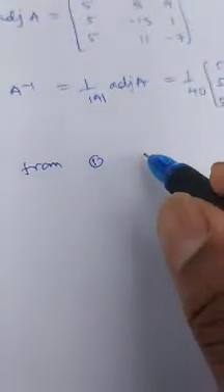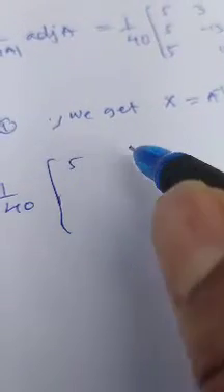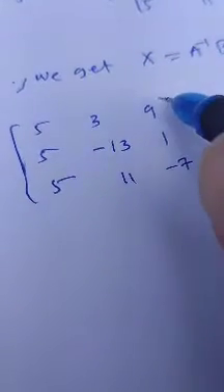Okay, now from equation 1 we get X is equal to A inverse into B. So X is equal to A inverse into B: 1 by 40, 5, 3, 9, 5, minus 13, 1, 5, 11, minus 7. This is A inverse into B. What is the B matrix? 5, minus 4, 3.